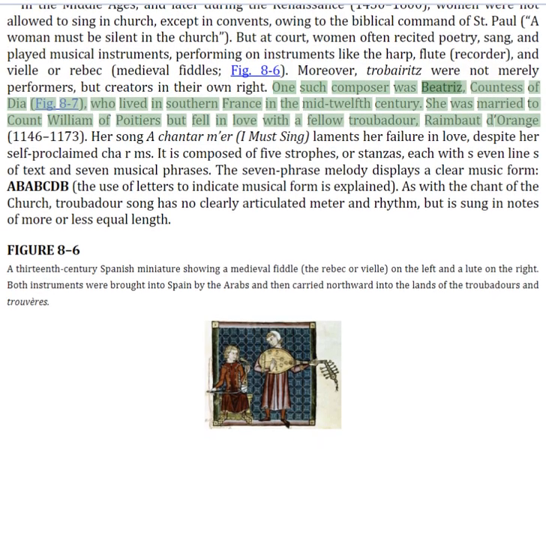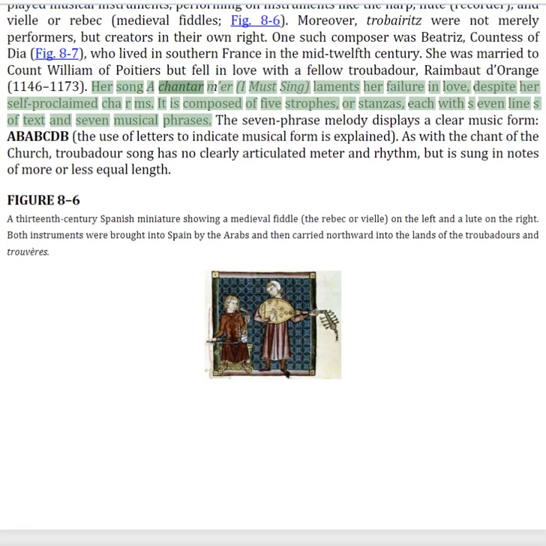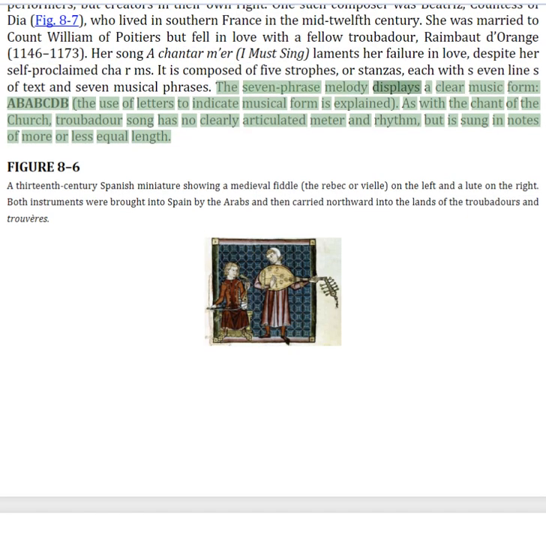One such composer was Beatrice, Countess of Dia, who lived in southern France in the mid-12th century. She was married to Count William of Poitiers but fell in love with a fellow troubadour, Raimbaut d'Orange. Her song A Chantar laments her failure in love, despite her self-proclaimed charms. It is composed of 5 strophes, or stanzas, each with 7 lines of text and 7 musical phrases. The 7-phrase melody displays a clear musical form, ABABCDB.